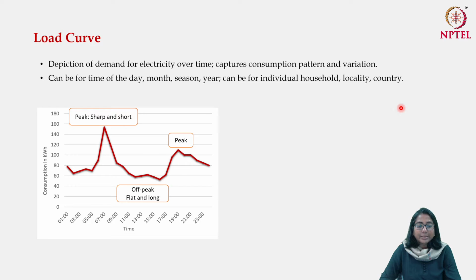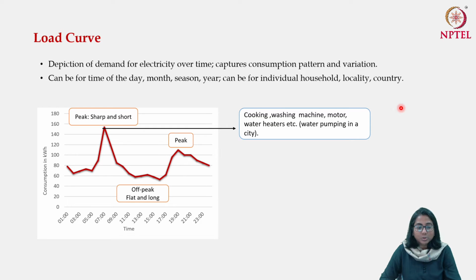You see that the peak period of this particular household starts at around 7 a.m. It may consist of a number of family members who are going out to offices. They all are working, children are going to school. So in the morning there is a lot of demand for electricity for cooking, maybe the washing machine, the water motor, water geyser, and so on. These can be various reasons why there is a short and sharp peak.